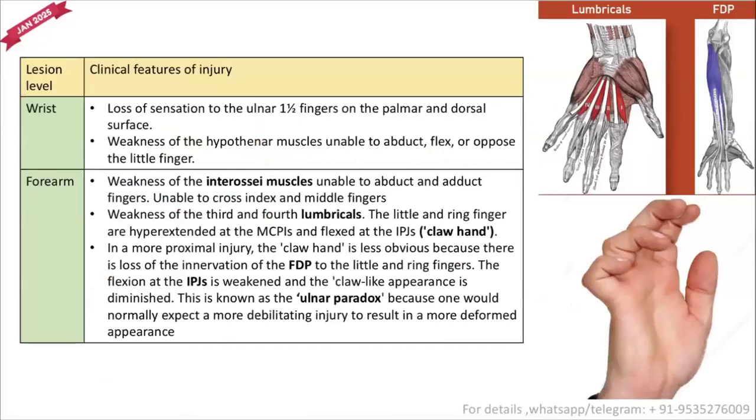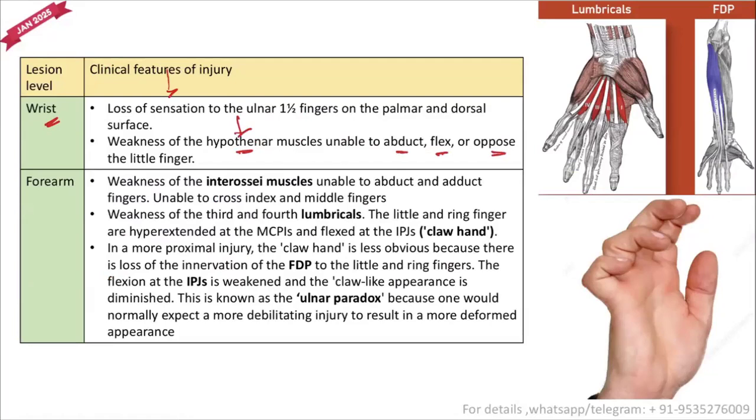Now let's see if the nerve is injured at the level of the wrist. What will happen at the level of the wrist? Similar to the median nerve, there's loss of sensation, and we are aware of the sensory distribution. In the median nerve, it is the thenar eminence muscles which are involved. Here, the hypothenar eminence muscles are lost. The little finger functions of abduction, flexion, and opposition are lost. So it's easy to remember, it's just the opposite. The ulnar nerve is on the medial side and the median nerve is on the lateral side. You need to remember this.